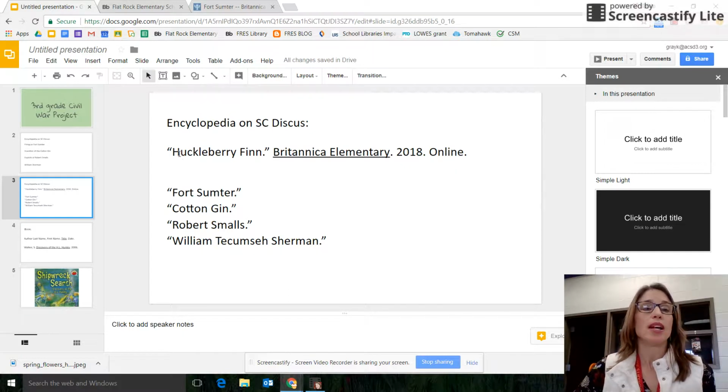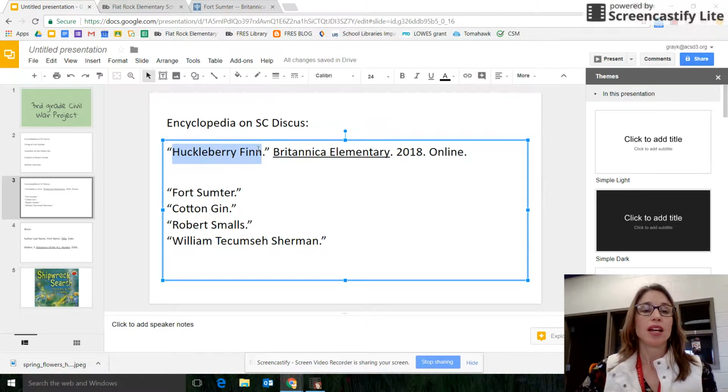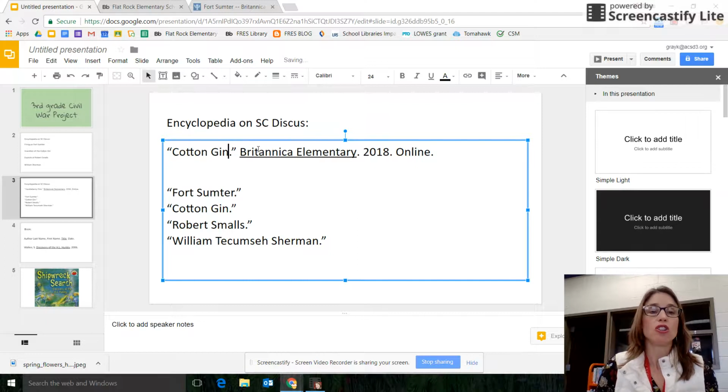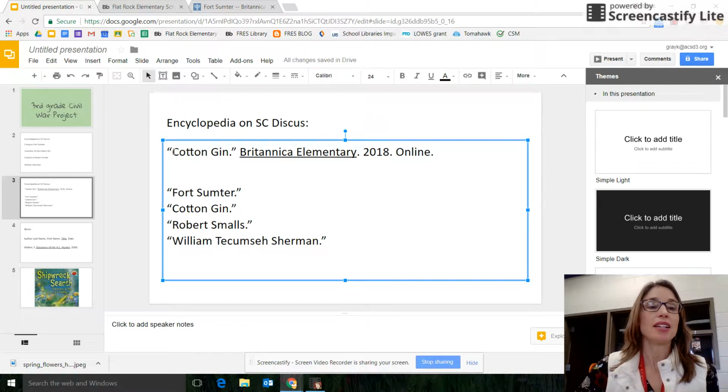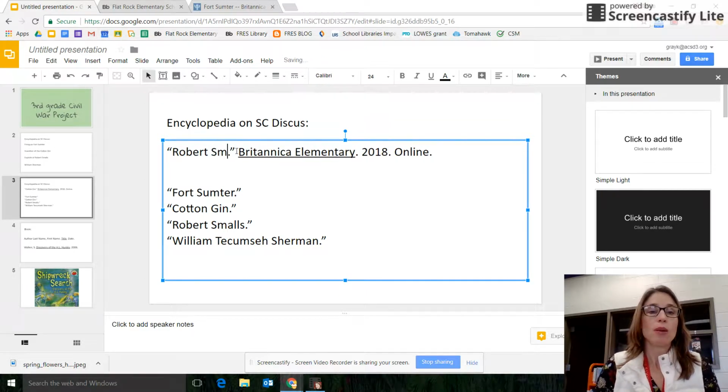So for example, instead of Huckleberry Finn, let's say that you had the cotton gin. Yours would say cotton gin. Let's say that you had the exploits of Robert Smalls. Yours would say Robert Smalls.